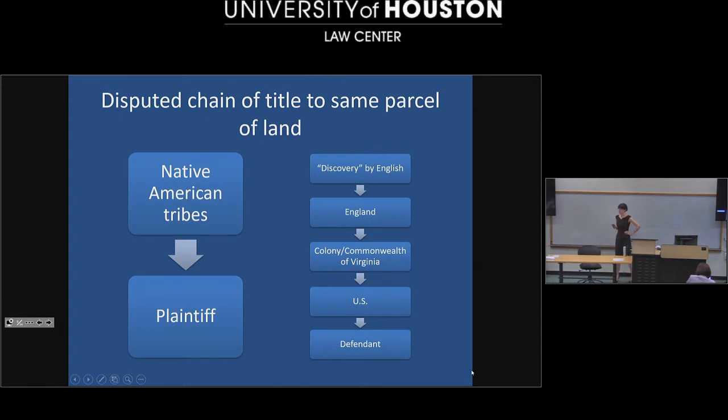Johnson thought he should win because he was given the land by the Native American tribes who rightfully owned that land. Yeah, so he says, hey, these groups were there and they owned the land and they had the right to convey it to somebody else. And so the defendant has to rebut that, and they're going to rebut it with their chain of title, but they're also going to argue why the Native Americans didn't have ownership.